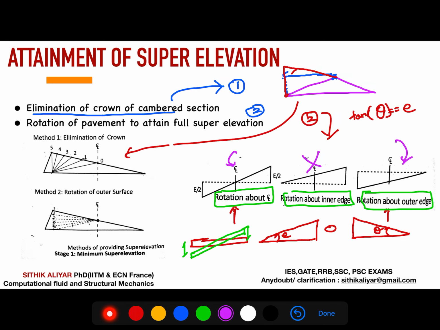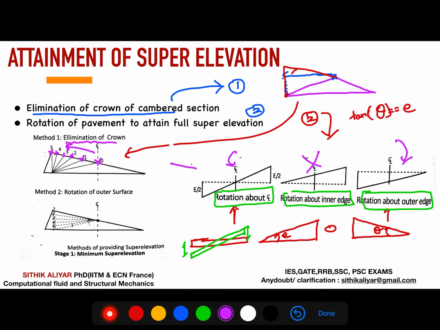Okay, and if somebody asks you for 1 mark for elimination of crown, you can say, see, they have shifted the crown. The crown point was here, they have shifted the crown to the point where the super elevation is required. Okay, so we can attain the super elevation by these two ways as we discussed. You can pause the video and note this. If somebody asks you for 1 mark, you can use this.